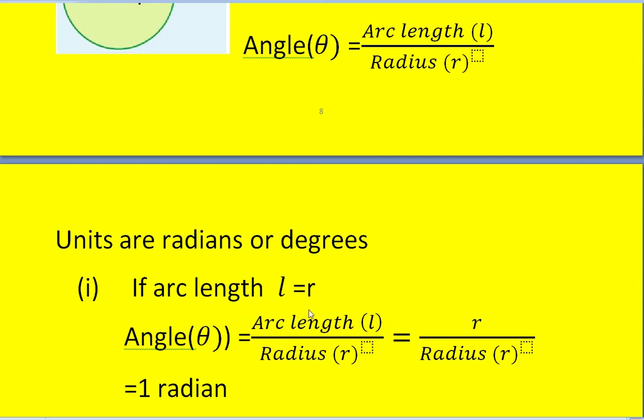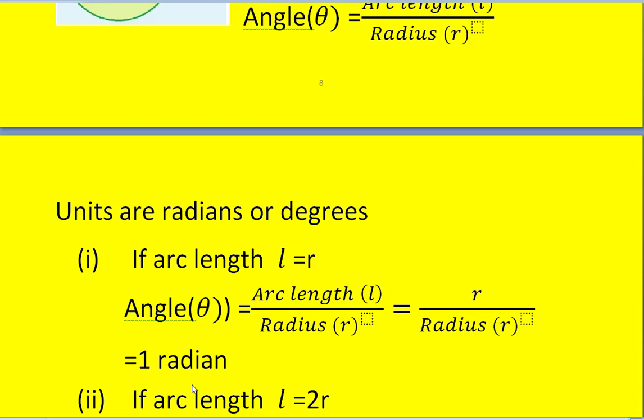If arc length L is equal to R, the angle theta is equal to arc length divided by radius R, that is equal to R divided by R, since the arc length is given as R, so we substitute here. The radius of the circle is R, so this R and this R are going to get cancelled. We get 1 here, and the units for this plane angle are radians or degrees. So here we are taking this as radians.